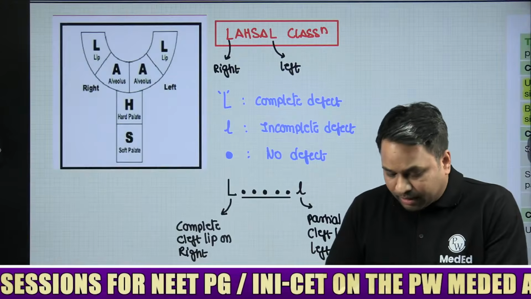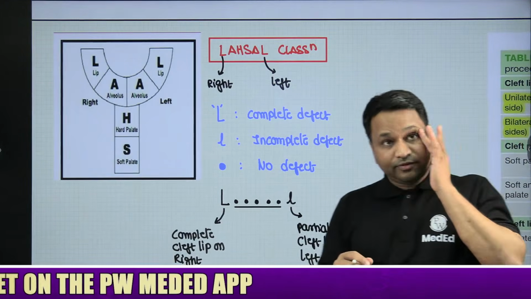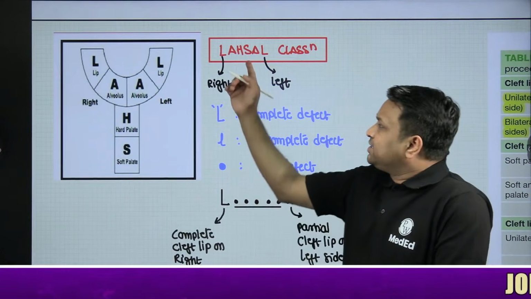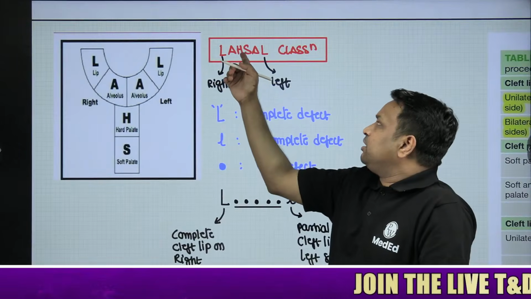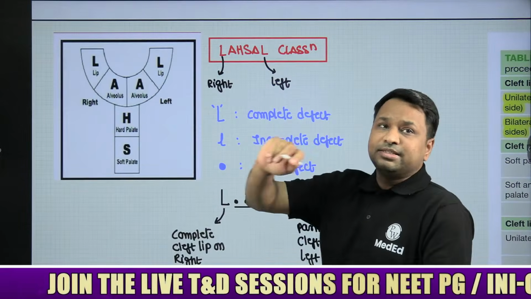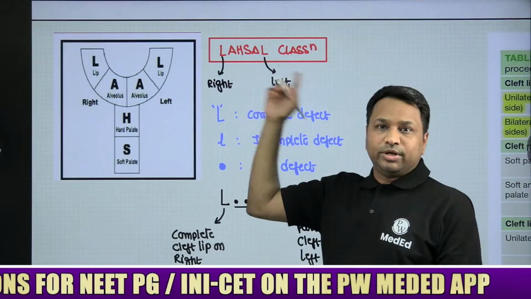So this is how you abbreviate your cleft lips and palate. Remember the LAHSAL classification. L stands for the lip, A is your alveolus, H is the hard palate, S is the soft palate. Another A is the alveolus on the other side, and the L is the lip on the other side, right? So it starts from right and goes to left. Right to left is the direction and orientation to be remembered.